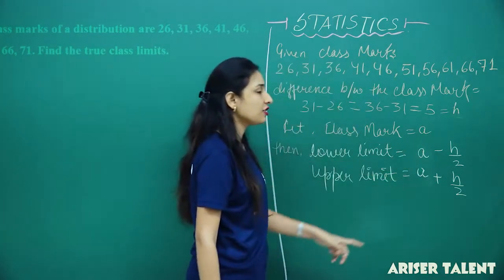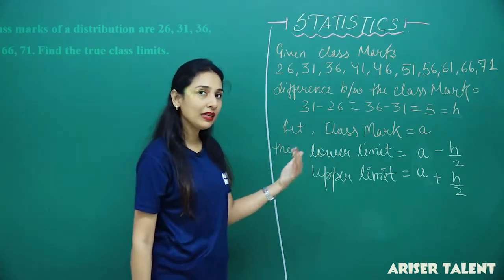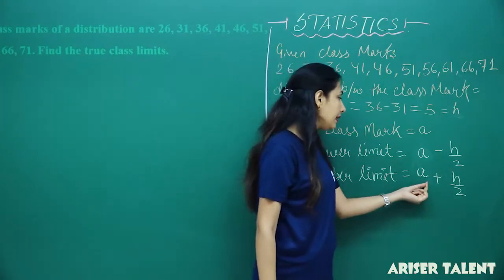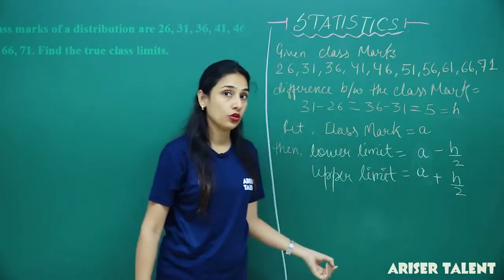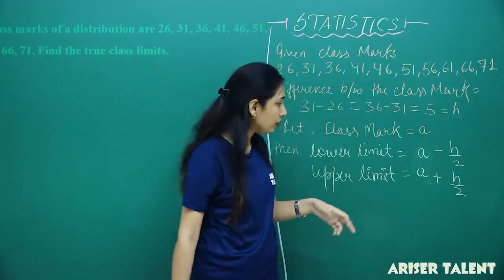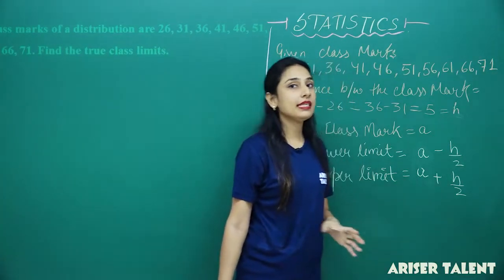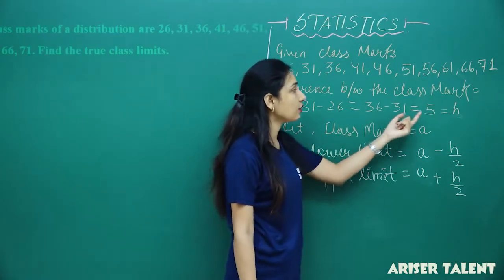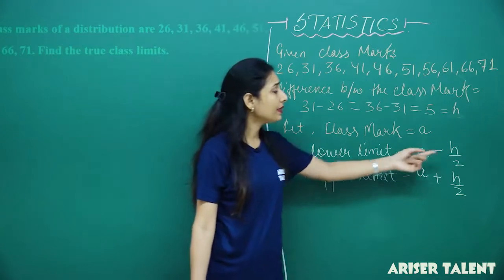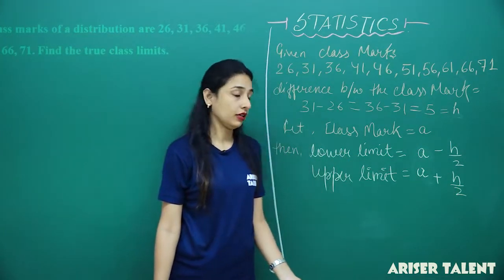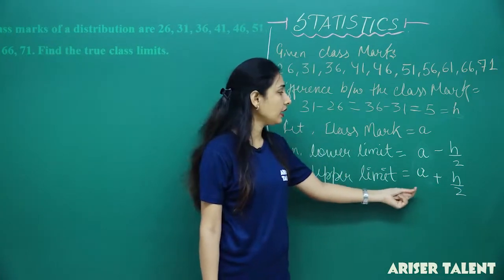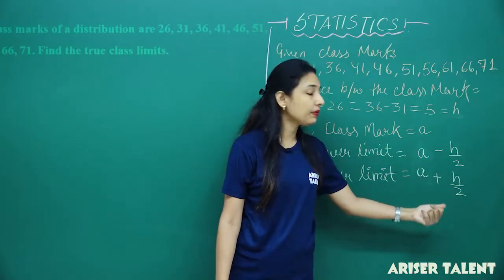So, A minus H by 2, because the lower limit will be less, so you are subtracting H by 2, and A plus H by 2 because the upper limit is going to be higher. Now, you have H equals 5. So, H by 2 is going to be 2.5, because 5 by 2 is 2.5. So that will be A minus 2.5 and A plus 2.5.